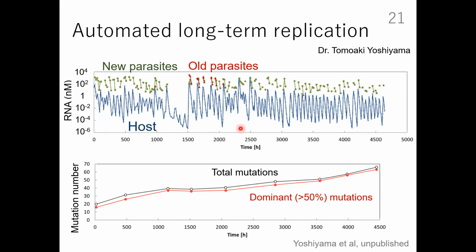And you see the very sharp peak here again, host RNA is shown in the blue line, and we found that parasite always co-replicated with host species. So here I show you the number of mutations accumulated in the host RNA. It's increasing roughly constantly. So evolution continues.